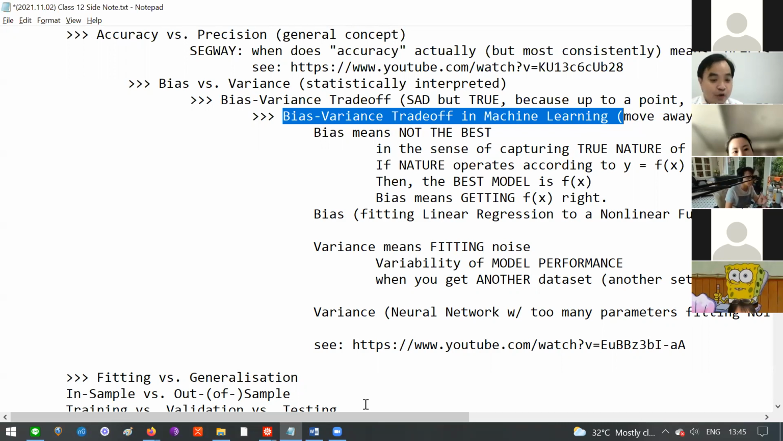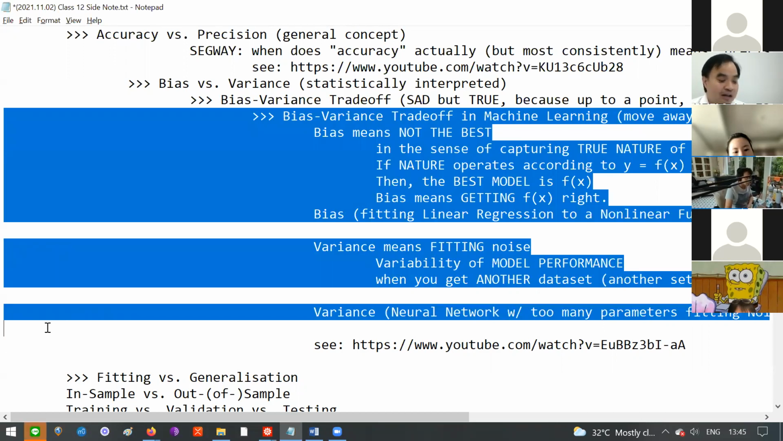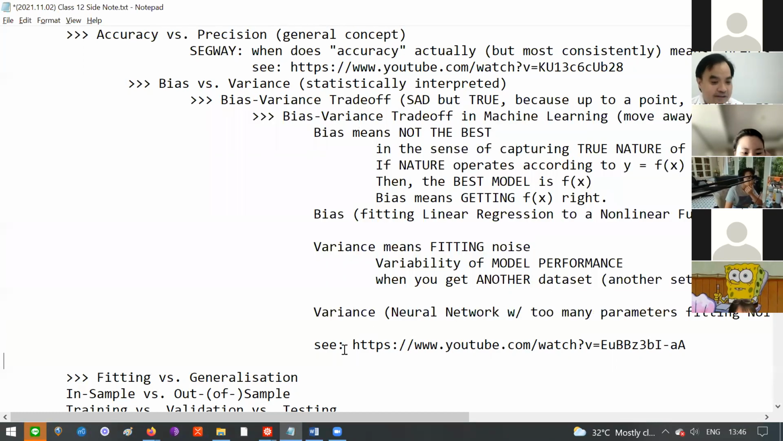Okay, so actually, what I would like to do is, if I were all powerful, I can tell YouTube to delete all the videos that have to do with bias and variance trade-off in machine learning and just remove all of this together, but I can't. Okay, so I have to tell you here.